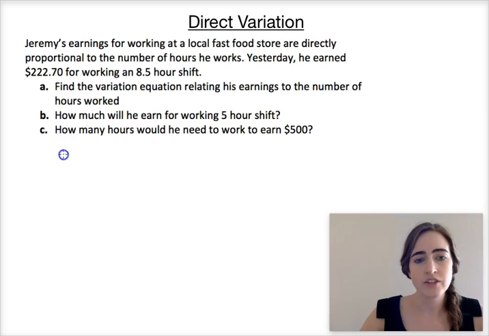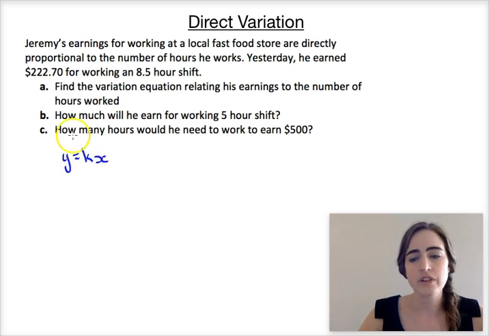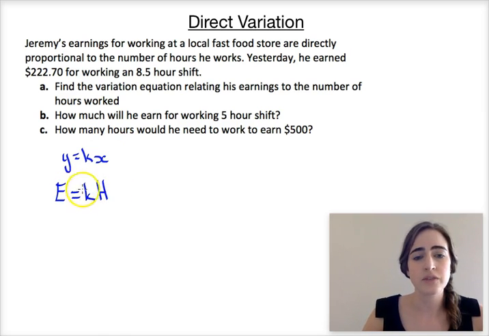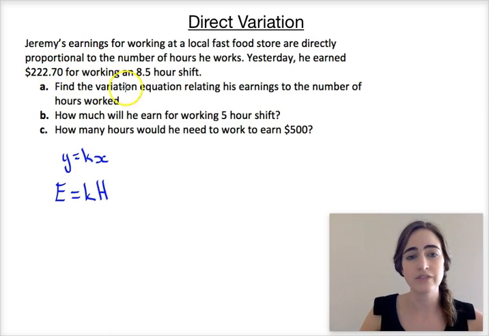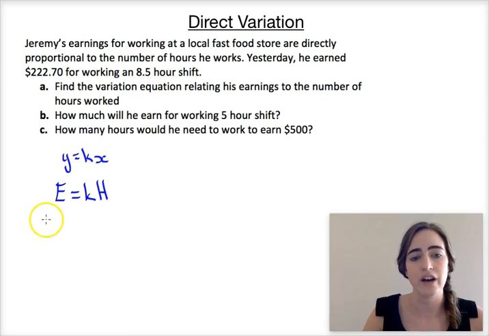So we know our variation equation is going to be in the form y equals kx. But we'll just rewrite it to make it a little bit more relevant. We know that the earnings are directly proportional to the number of hours he works. So let's say E is directly proportional to H. So his earnings and his hours. So what we're going to do then is we need to find the value of this constant k. So we're going to substitute in the values that we're given, the $222.70 and the 8.5.